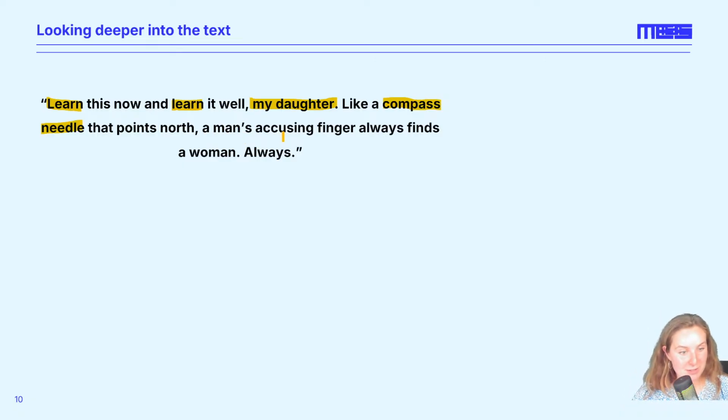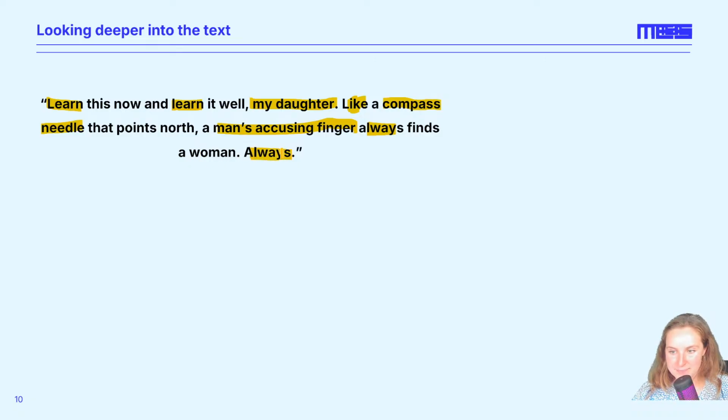Opinion statement of a man's accusing finger is presented as fact by the simile before it. Indeed, yes, we've got the simile indicated by the like here, like a compass needle that points north. That men always accuse the women when in trouble. Indeed, yes. Love the chat here so far. Keep putting them in here.